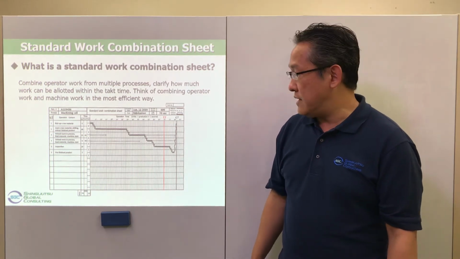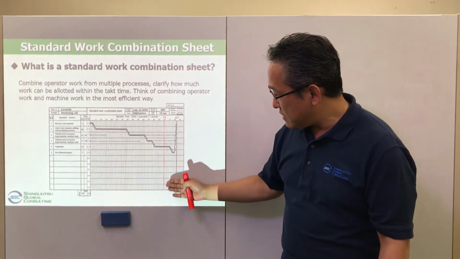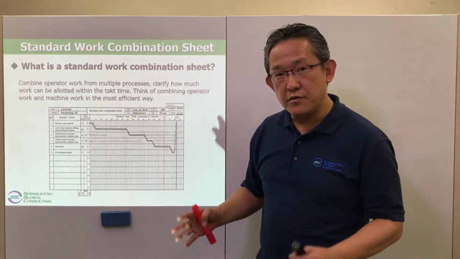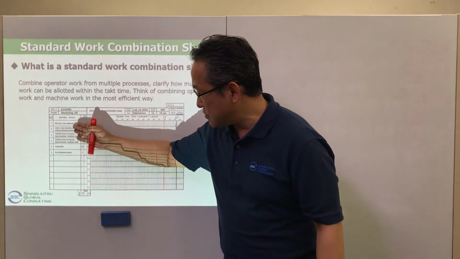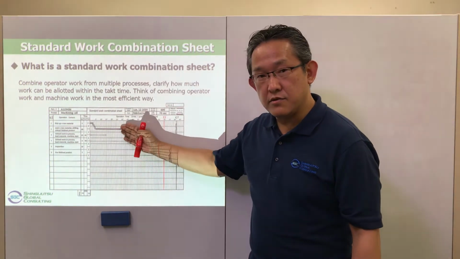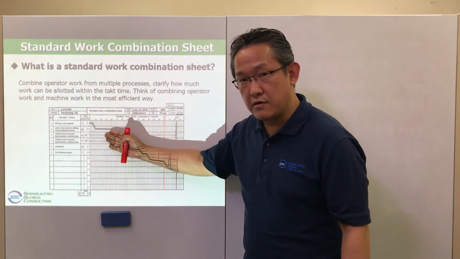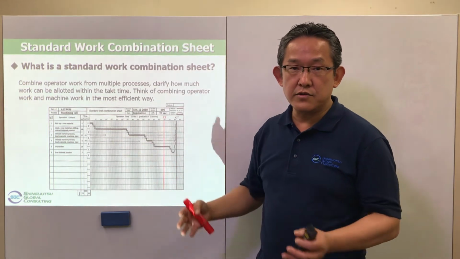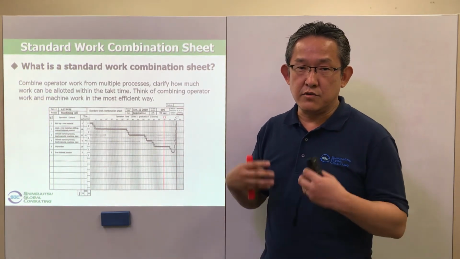The standard work combination sheet is a tool to study and decide how much work one operator will be able to do within the takt time, and then using this amount, focus on how to more efficiently combine their manual work with the machine work.